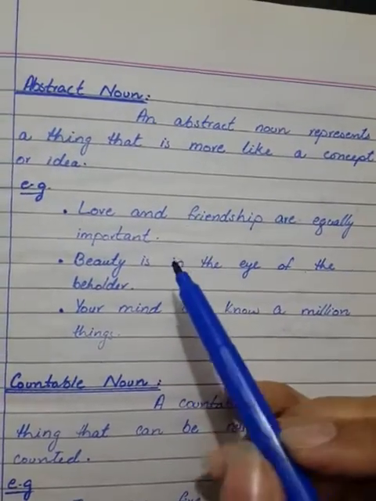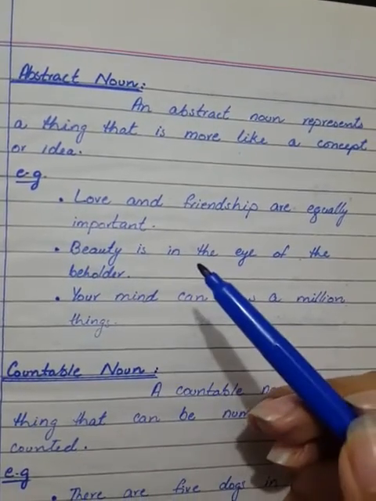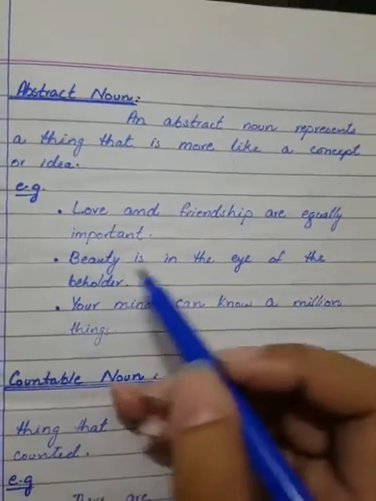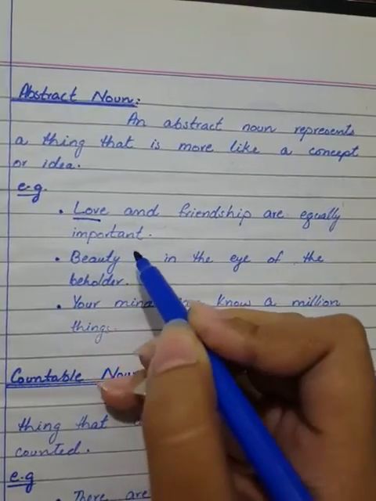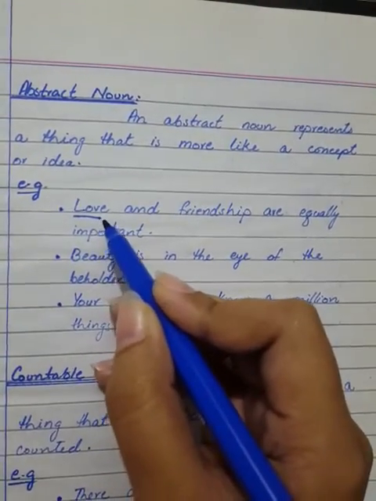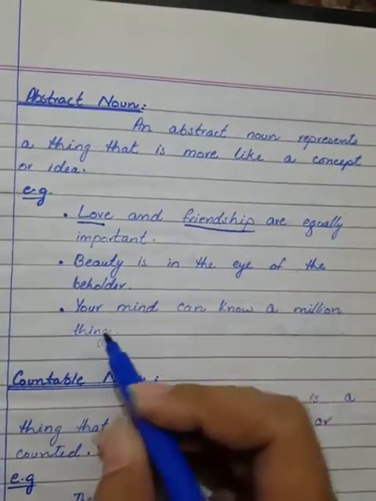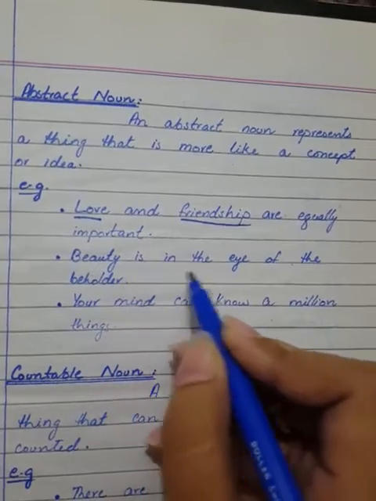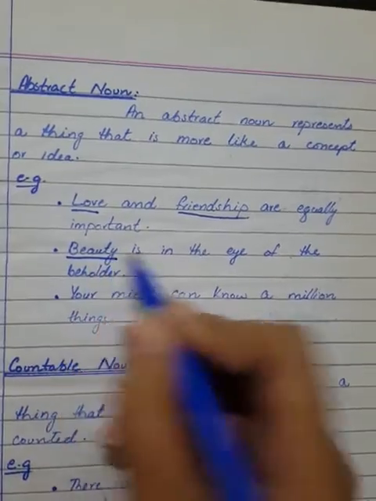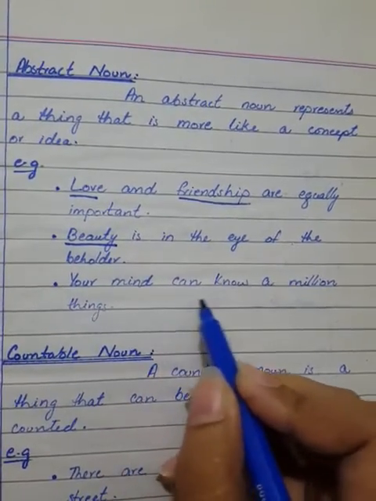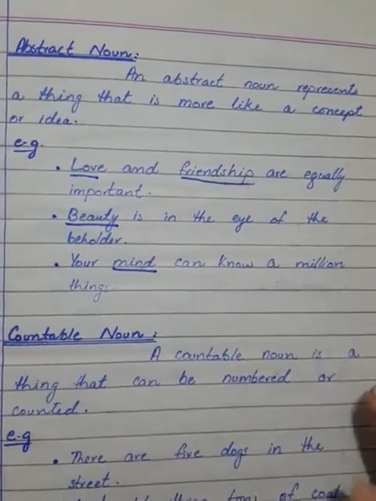Abstract noun. As I have told you, abstract noun is a noun which represents a thought or an idea. So, love and friendship are equally important. Love is an abstract noun and friendship is also an abstract noun. Then beauty is in the eye of the beholder. Now over here beauty is an abstract noun. Then your mind can know a million things. Mind over here is an abstract noun.